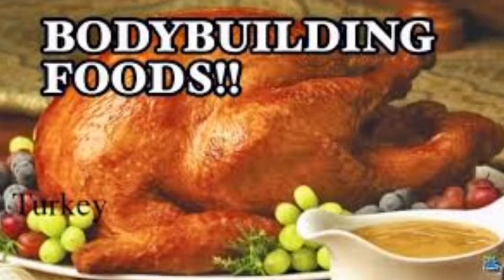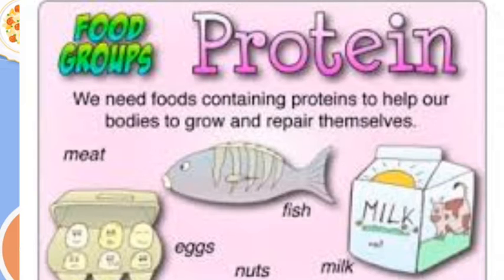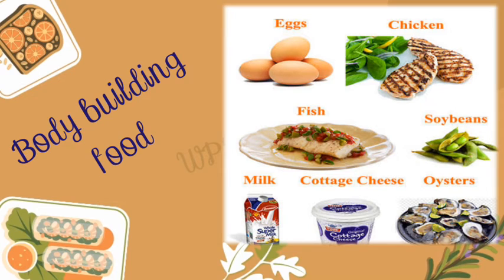The bodybuilding food can also be known as proteinous food. They are food that are rich in protein. All right, now the food groups, like I said, they are also known as what? Protein. We need food that contains protein to help our bodies to grow and repair themselves. So when we say bodybuilding food, they help to build the body to fight against diseases. All right, now examples of such foods are egg, chicken, fish, meat, cottage cheese, and lots more. So when we eat such foods, they help us to fight diseases.